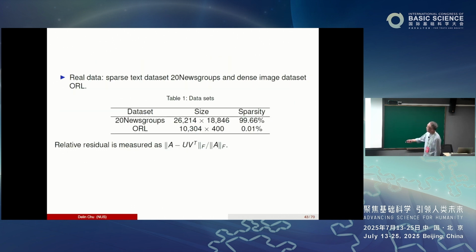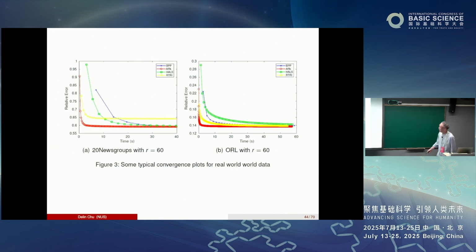Now we consider two data sets. One is very sparse, one is very dense. We measure the accuracy using the residue, ||A - UV^T||_F^2 over ||A||_F^2. Now we have these two graphs. The red one is given by the new method.